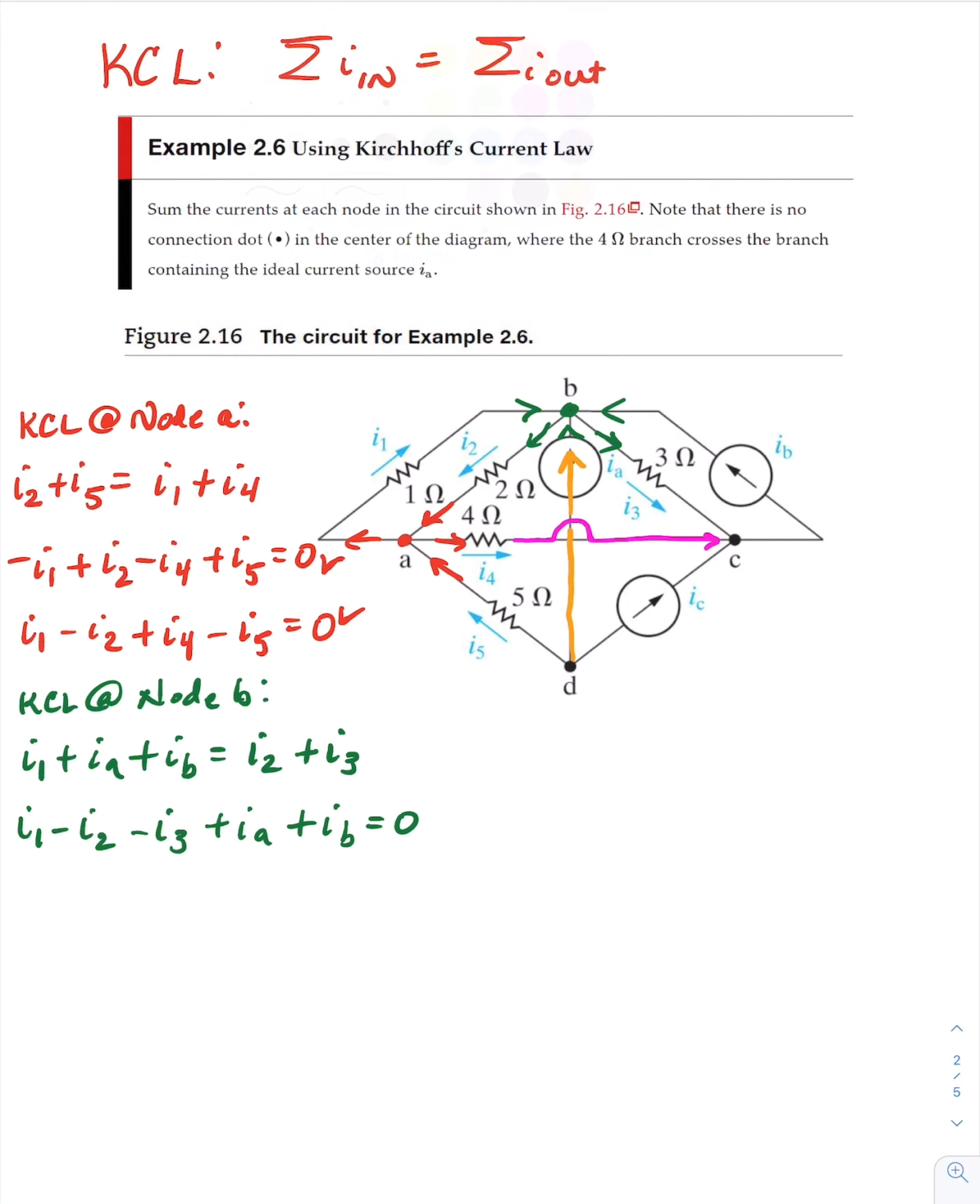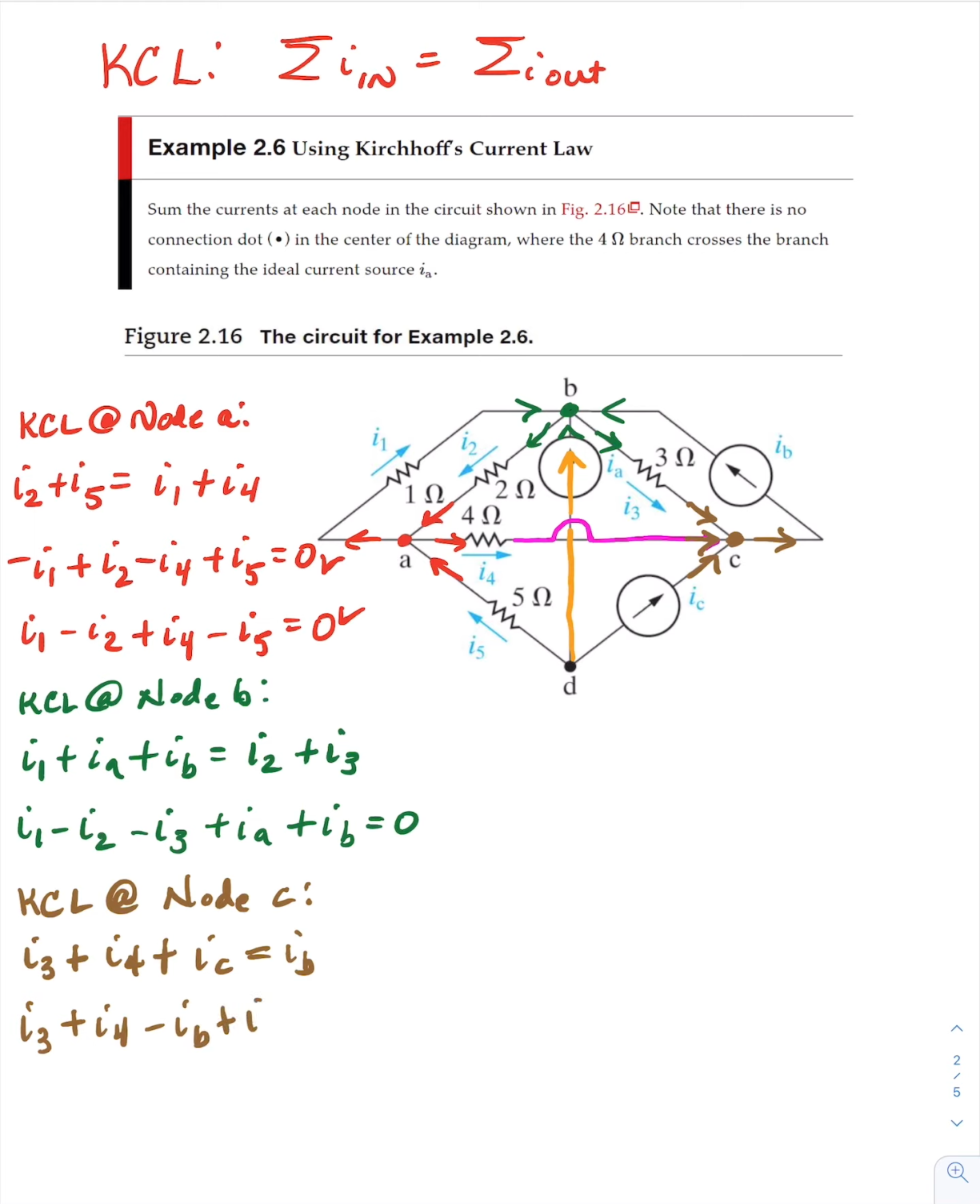All right, let's use brown here. Node C. Coming into node C, we have I sub 4, I sub 3, and I sub C. So KCL at node C. Coming in, we have I sub 3 plus I sub 4 plus I sub C. And leaving, we have I sub B. So we can say I sub 3 plus I sub 4 plus, well, let's put B in next, minus I sub B plus I sub C is equal to 0.